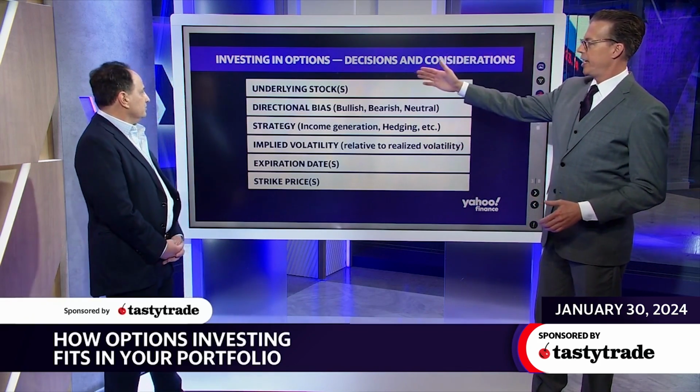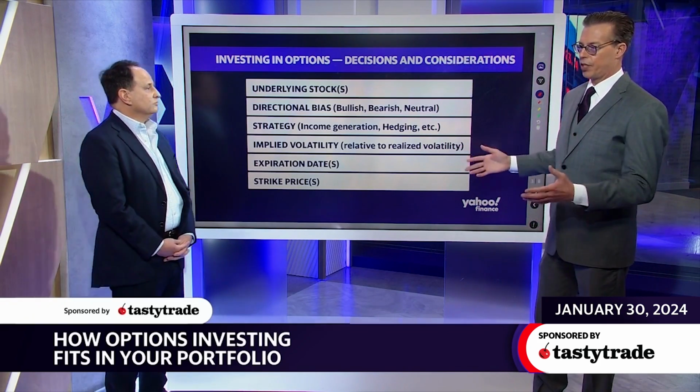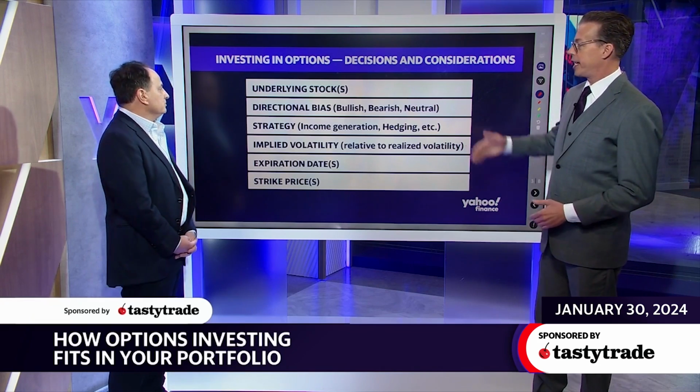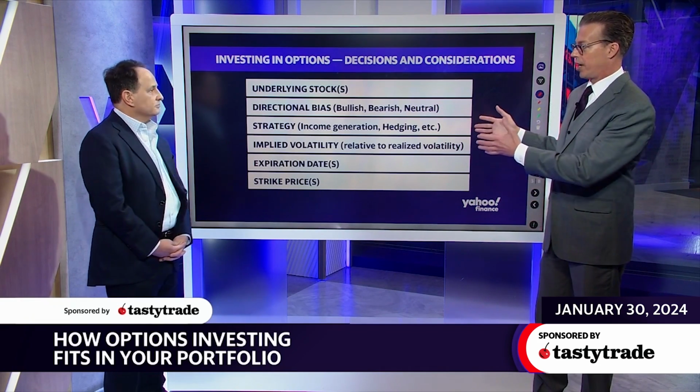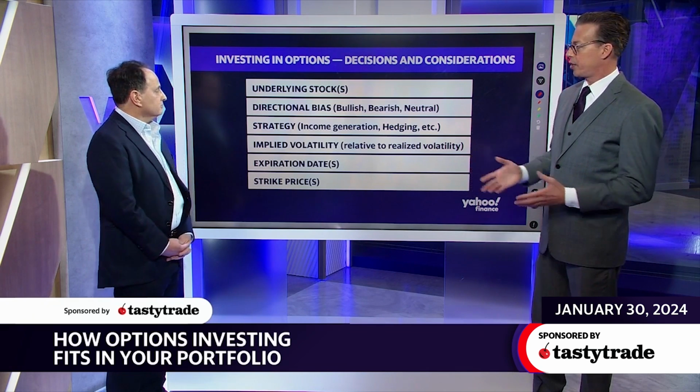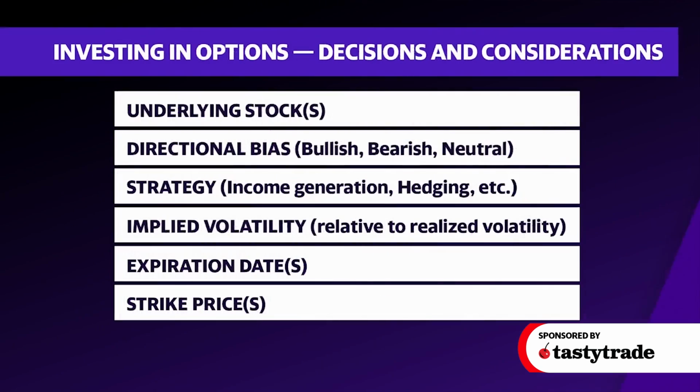So let's get to this. Investing in options, these are some decisions and things that you'll have to think about before getting into the trade, including the underlying stock(s). I put S in parentheses because you might have multiple stocks involved in the trade, but we can go through the directional bias, the strategy. Just talk to us about some of these things, some of the considerations that investors should have for their portfolio. Sure. One consideration, you have directional bias. Is this a directional trade? Are you coming in, making a directional decision, buying calls, buying puts outright?